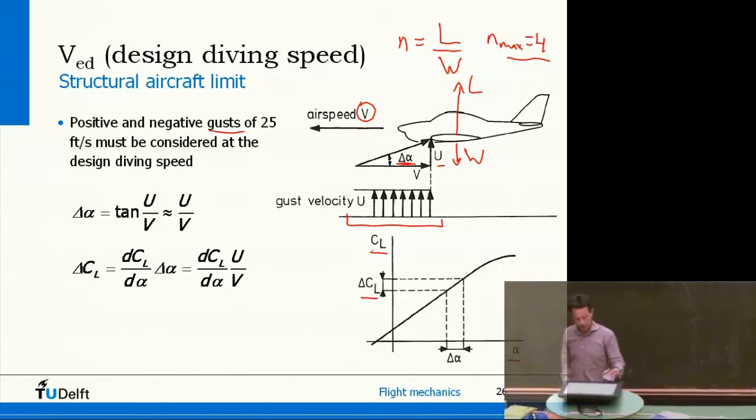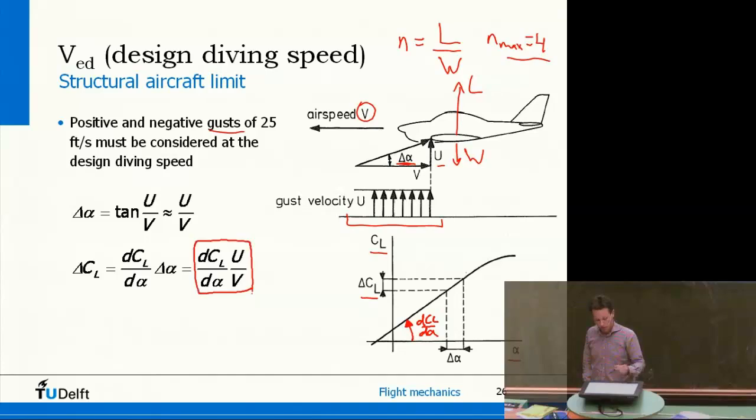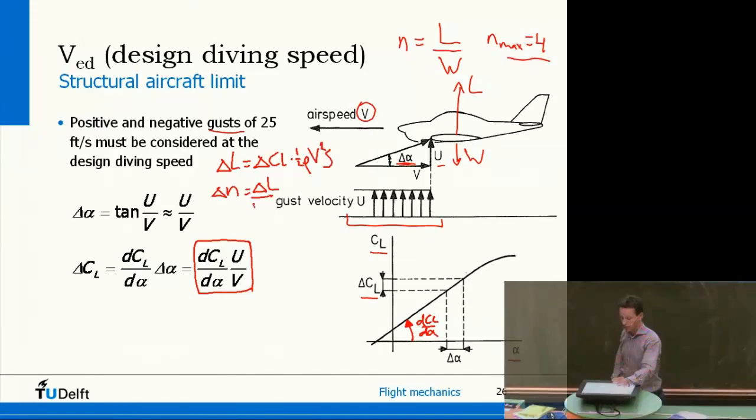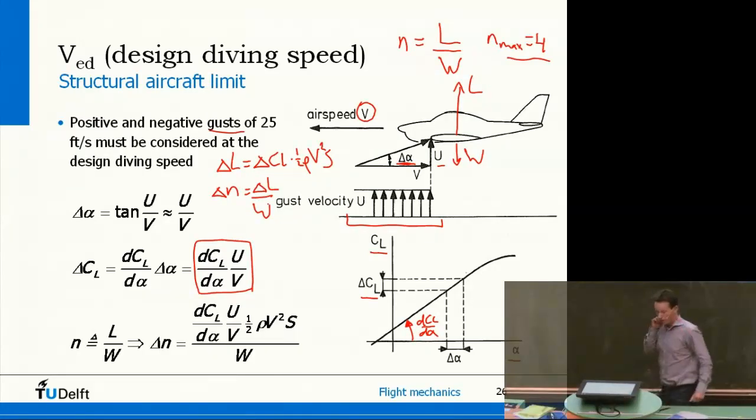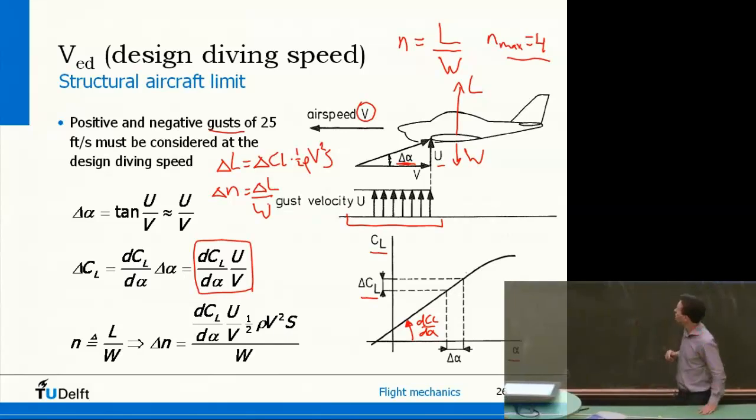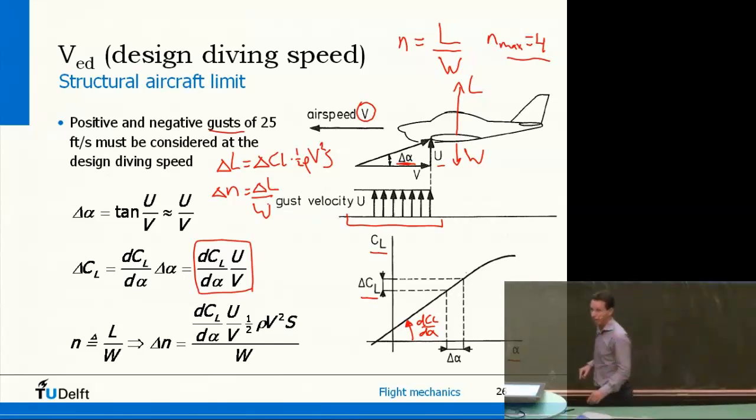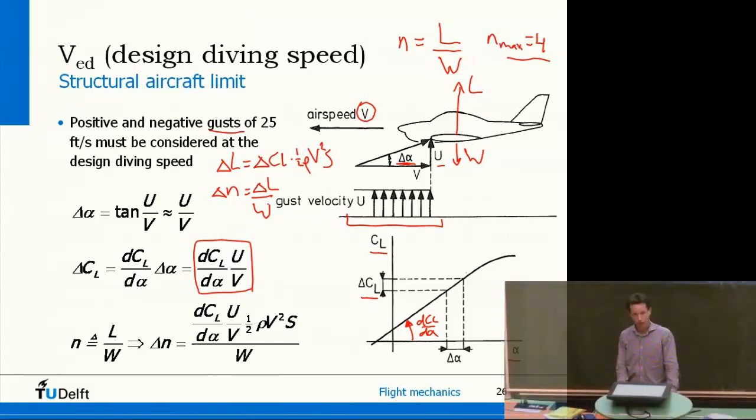So the change in lift coefficient is this thing, and the change in lift, of course, is delta CL times a half rho V squared S. So the change in load factor is then delta lift divided by the weight. Now, if I work that out, you don't have to memorize this, just try to understand it a bit, you get this relation here. So the change in load factor depends on CL alpha, the vertical speed of the gust, airspeed and aircraft weight.